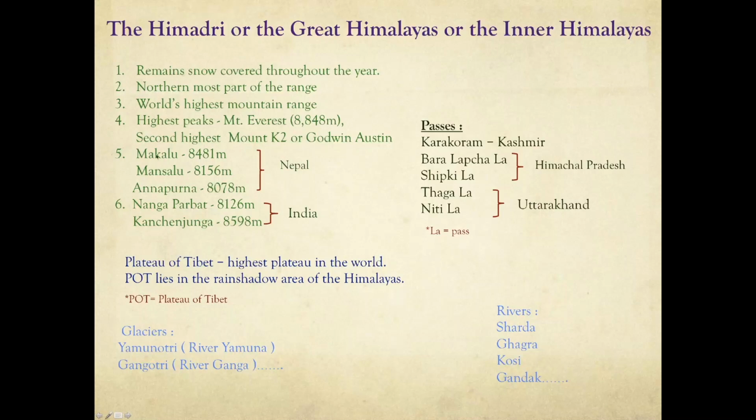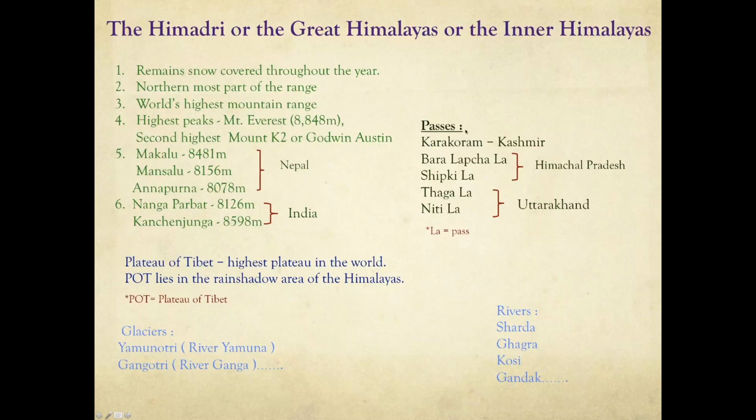Other peaks of this mountain range are Makalu, that is 8481 meters, Manaslu 8156 meters, and Annapurna 8078 meters. These three lie in Nepal, and these two, Nanga Parbat 8126 meters and Kanchenjunga 8598 meters, lie in India.